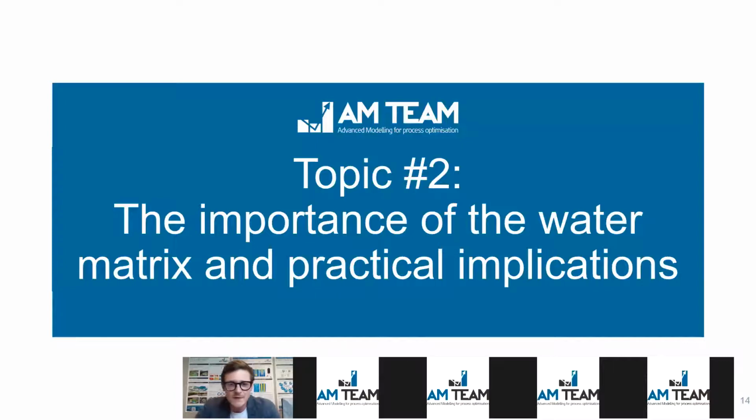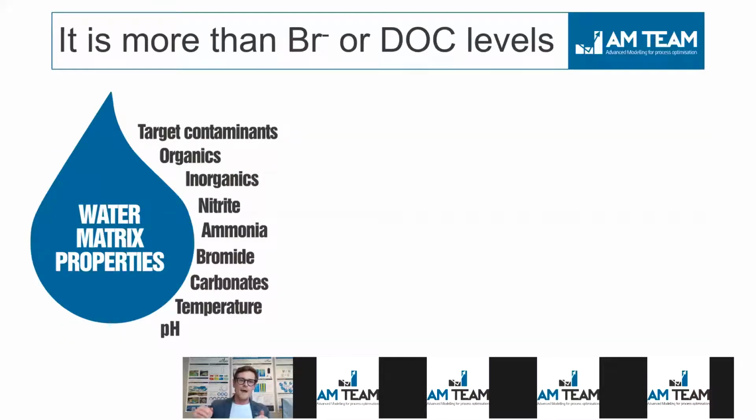So in the meantime, let's go to the second topic of interest here: the importance of the water matrix and the practical implications of that. Actually, deciding if ozonation is a suitable technology for your site or for your matrix is much more than looking at bromide levels or DOC levels. There are some general guidances. For example, if you look at wastewater effluent and it has bromide higher than 150 or 100 micrograms per liter, you could say, well, there is some risk for bromate. If you're lower, you're safe. But we have seen plants where you have much higher levels and still limited bromate formation.